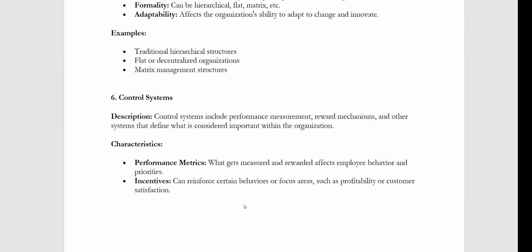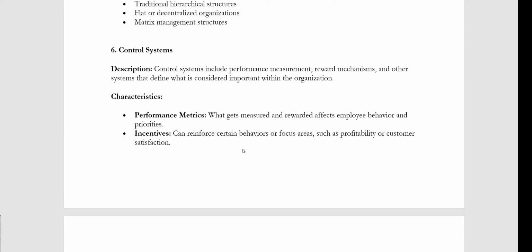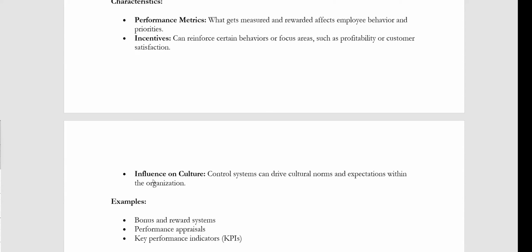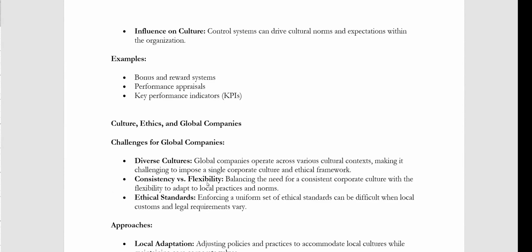Then we have the control system, which includes how we assess performance, reward people, and what other systems are put in place and considered important within the organization. So we could have performance metrics, like what gets measured and rewarded. Are you getting it? To employees, how does it affect their behaviors and priority? Can we reinforce certain behaviors or focus areas like profitability or customer satisfaction by giving people incentives? How does it influence our culture, right? It can drive cultural norms and expectations within the organization. So examples could include bonus and reward systems, performance appraisal, key performance indicators, right? So there are some particular things that we have to look at.